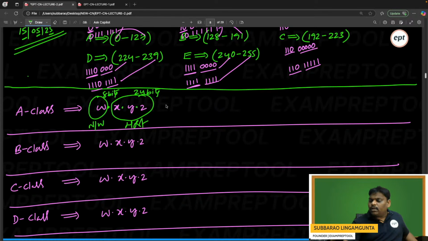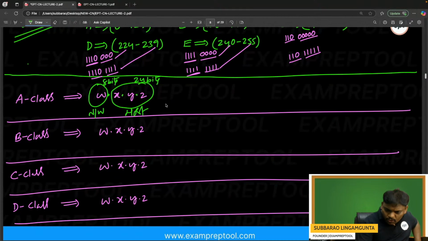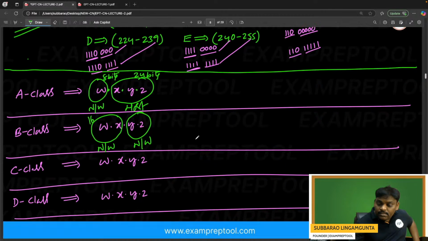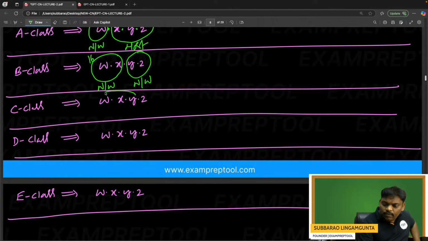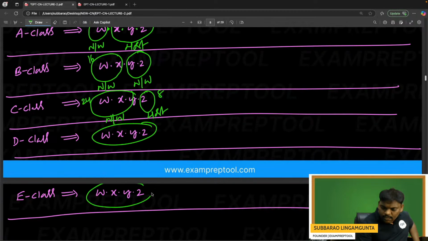Remember, 8 and 24. What about class B? Slowly see this one. In class B, the network part will increase. 8 bits, right? 16 bits for the network, 16 bits for host. Network is 16, host also 16. Some people are asking, sir, what about class C? Slowly it will increase. What is the answer? 24 bits for the network, 8 bits for the host. Then what about class D, class E, sir? Class D, class E, there is no division. Remember, no division.